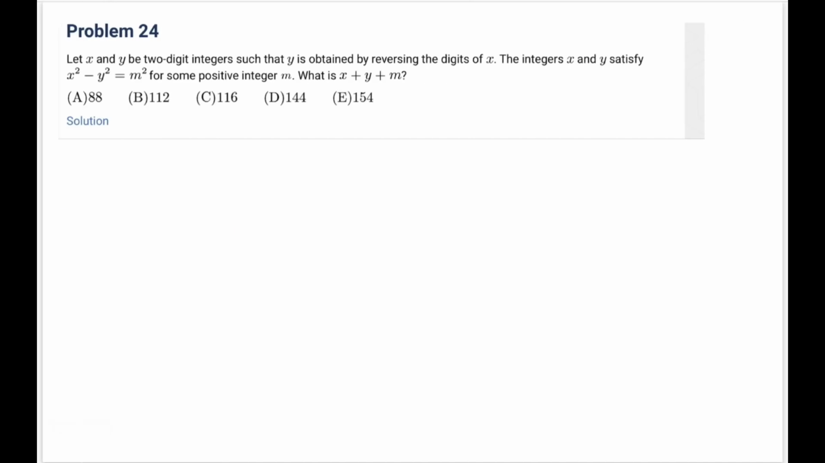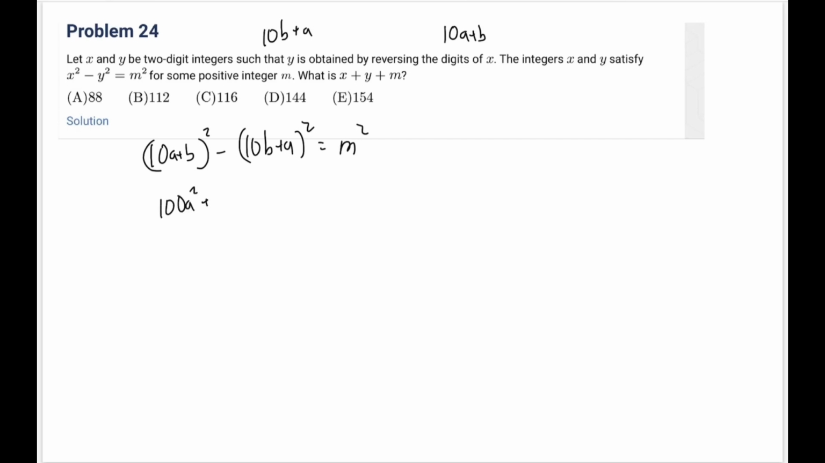Problem number 24. Let x and y be two-digit integers such that y is obtained by reversing the digits of x. So if x is 10a plus b, then y would be 10b plus a. The integers x and y satisfy x squared minus y squared equals m squared for some positive integer m. Let's plug these values into that equation: 10a plus b squared minus 10b plus a squared equals m squared. So it's 100a squared plus b squared minus 100b squared minus a squared equals m squared.